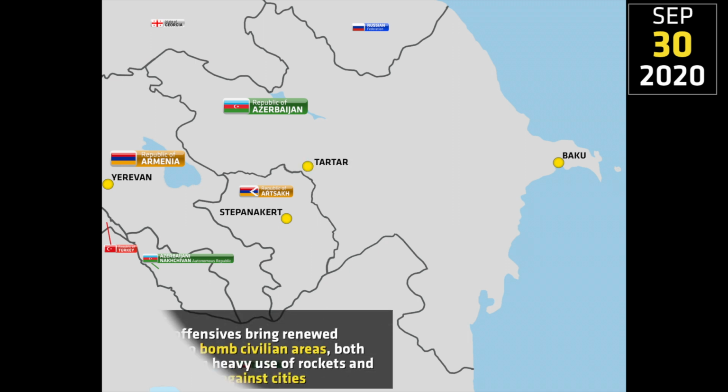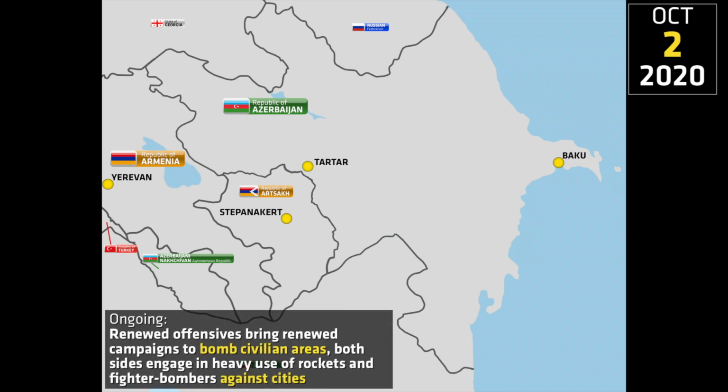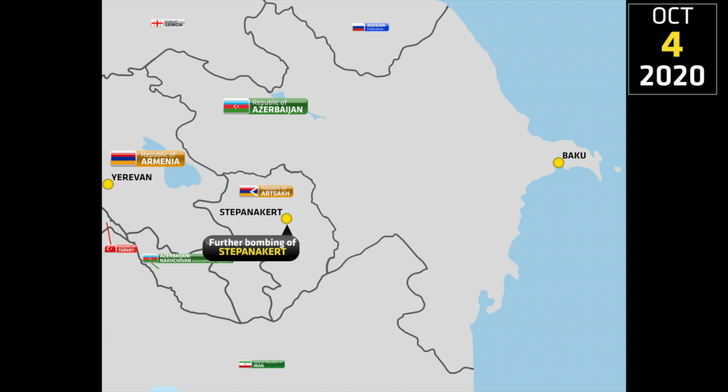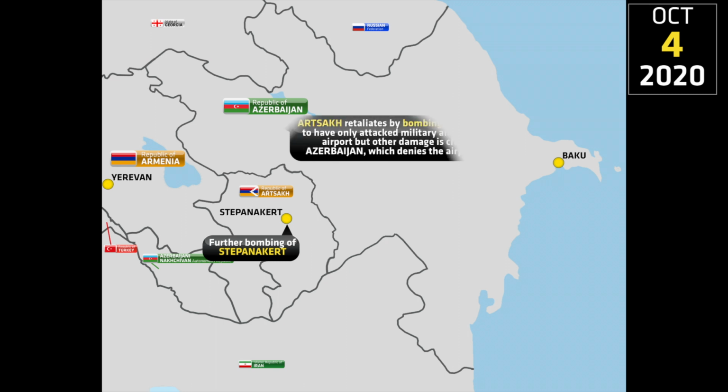On October 2nd, renewed bombing campaigns began, with both sides engaging in the heavy use of rockets and fighter bombers against cities, with once again Stepanakert and Tartar trading off, playing the victim. In Stepanakert, thousands of civilians began to evacuate, and other ethnic Armenians from Karabakh began to evacuate from the countryside as well. A further bombing of Stepanakert took place on October 4th, and in return, the Artsakh Air Force retaliated by bombing the city of Ganja, the second largest city in Azerbaijan behind Baku.